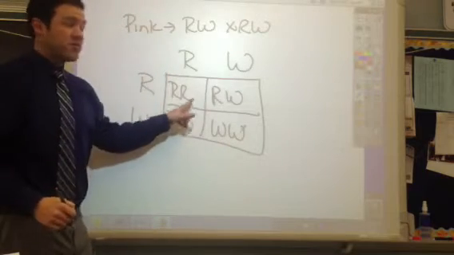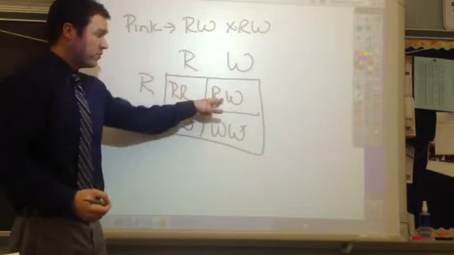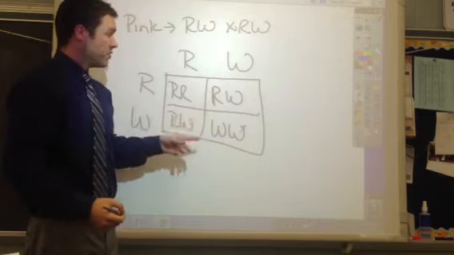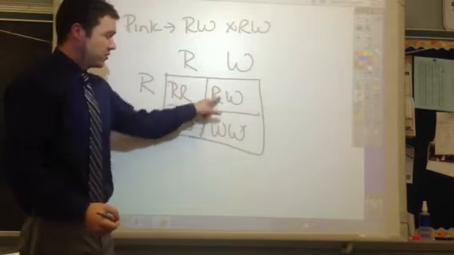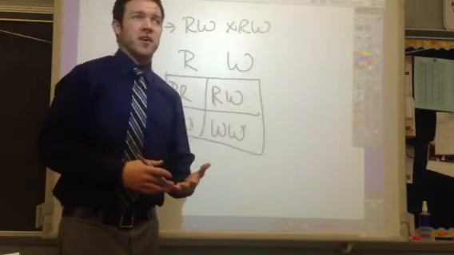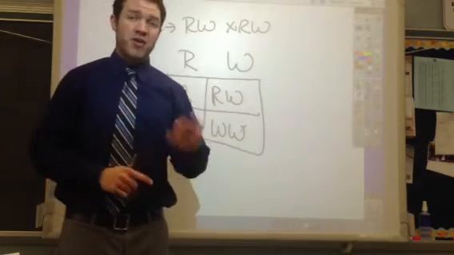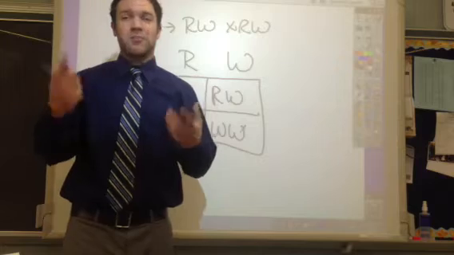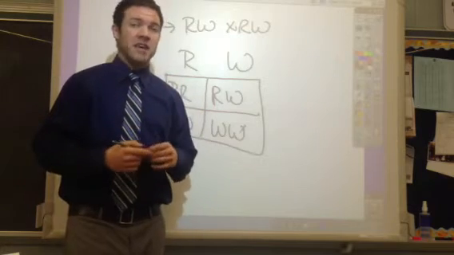The interpretation of this genotypically is a 1 to 2 to 1. Phenotypically, it's 1 red to 2 pink to 1 white. So think of other examples that could be incomplete dominance. Hair texture: straight, wavy, and completely curly. That's another example of incomplete dominance.